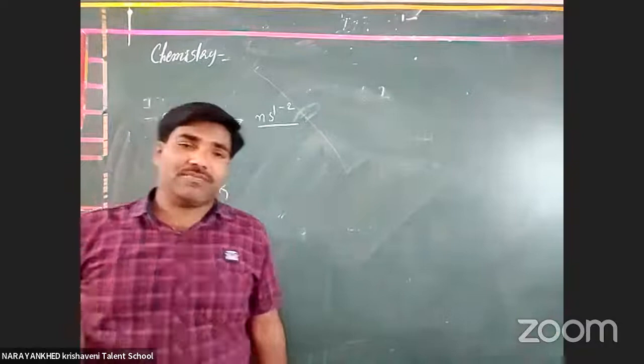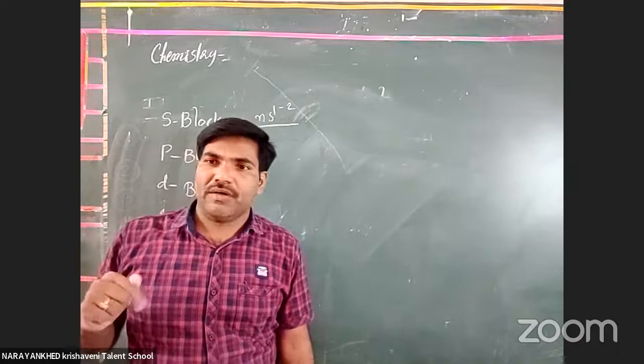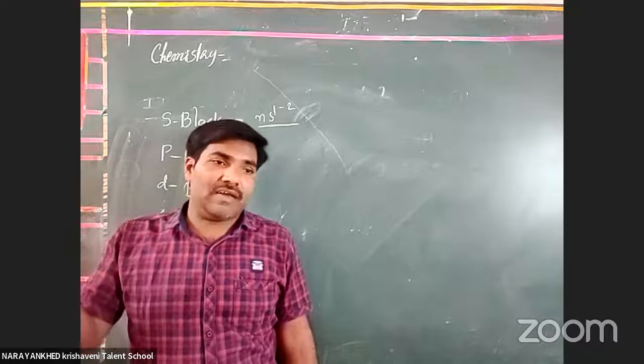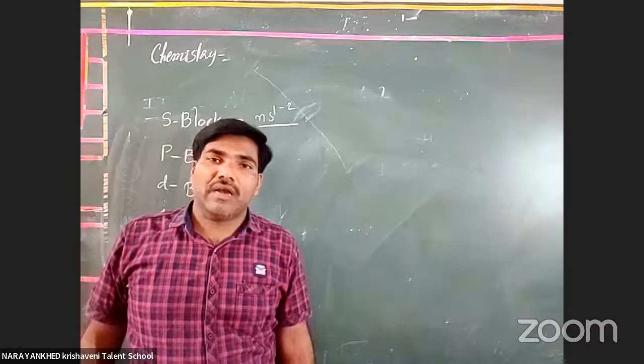Oxidation is nothing but what? Loss of electrons. Reduction is nothing but gain of electrons. Okay, clear or not? When one substance gains electrons, it is called reduction. When one substance loses electrons, it is called oxidation. Got it? This is about oxidation as well as reduction.